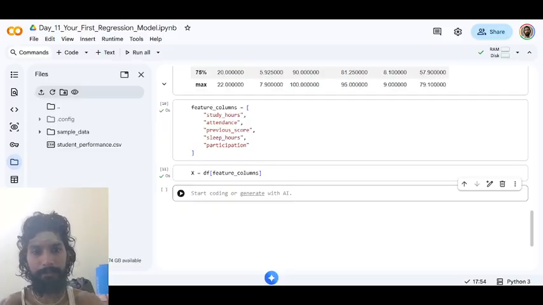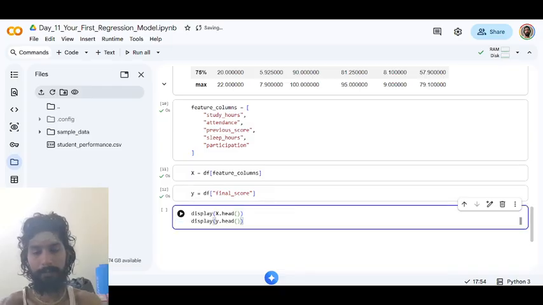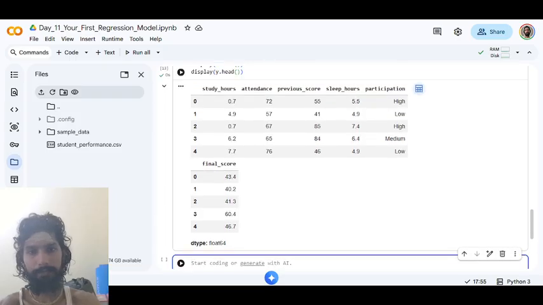Now create y, lowercase y. Lowercase y represents the target. This is the number the model will attempt to predict. Let us inspect both objects. Notice that capital X contains multiple input columns, but y contains only the final score. The model will try to learn a relationship between these inputs and the output.